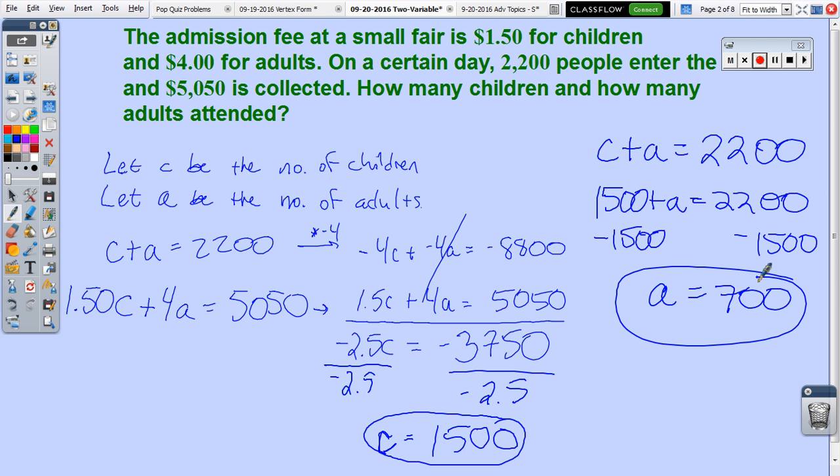If I got a fractional value for either A or C, would that make sense? Why not? You can't have half. Right, you cannot have a fraction of a person.